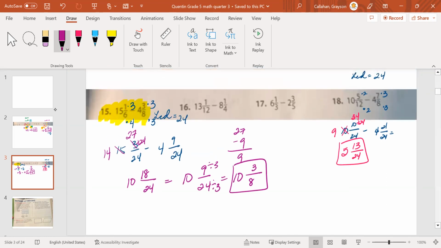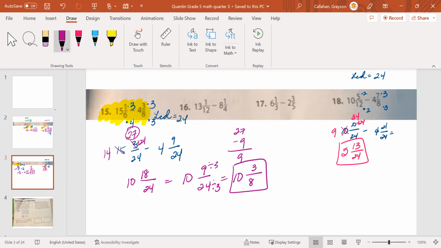All right. Did you get the answer same as mine? Okay, what was your answer? 19/24. How'd you get 19? Okay, I don't understand how you got a 19 here. Did you get 27 on top for the numerator?